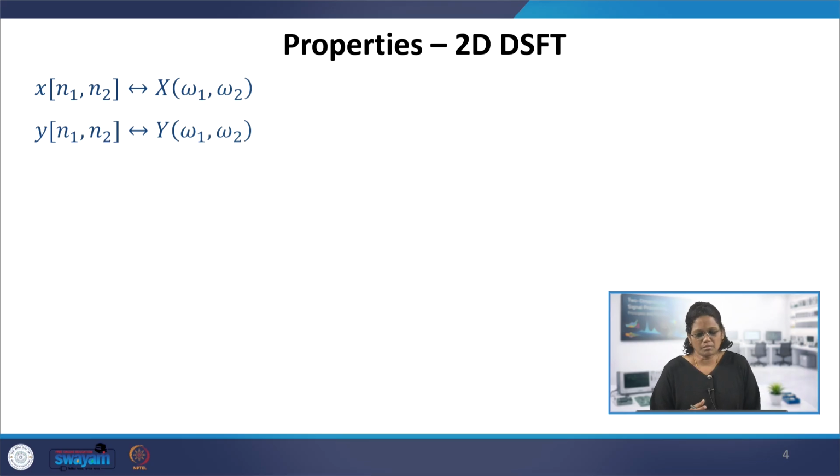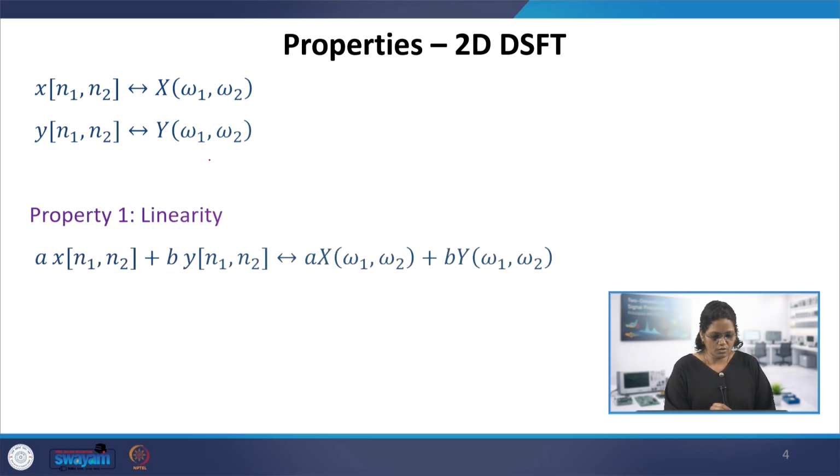So what are the properties which are very useful for the analysis? If we take a 2D sequence x of n, and its Fourier transform, that is DSFT, is capital X, and for another sequence small y, its DSFT is capital Y, then we know that the Fourier transform is linear. So superposition and homogeneity can be applied. So a into x of n1 comma n2 plus b into y gives a capital X plus b capital Y. So it's linear.